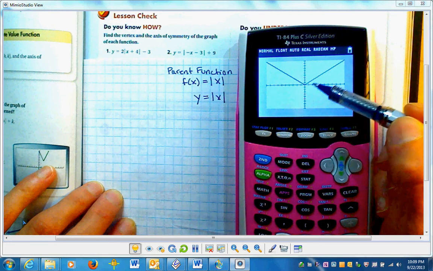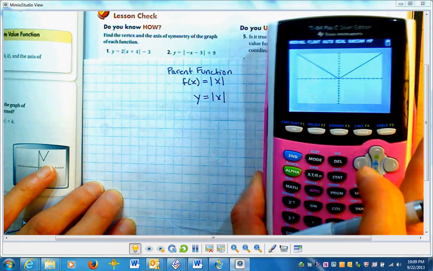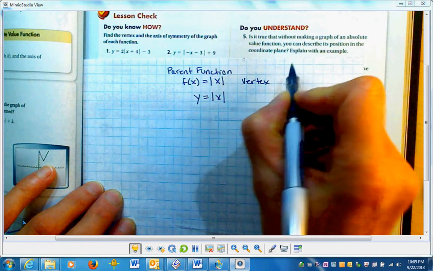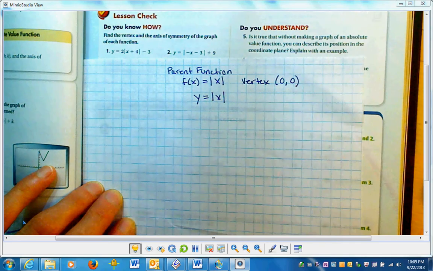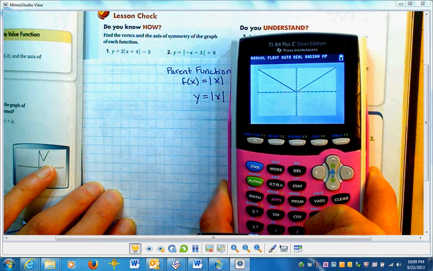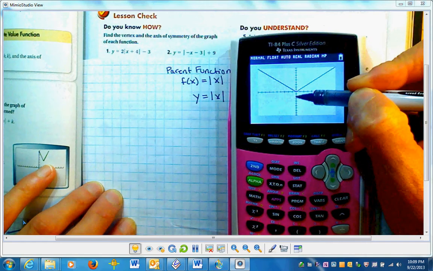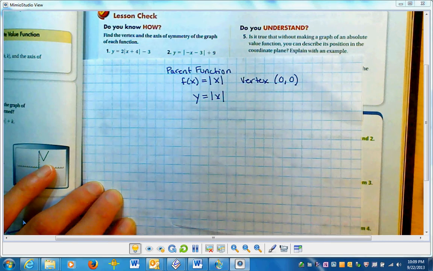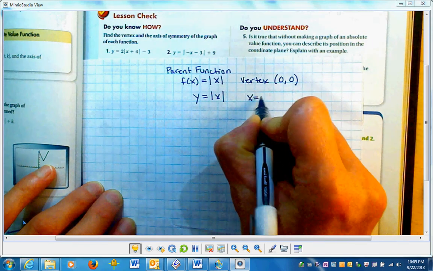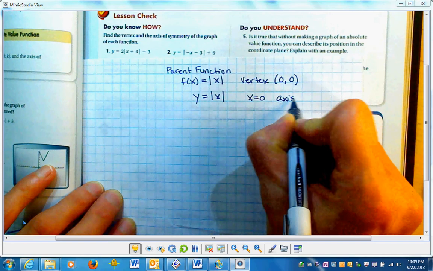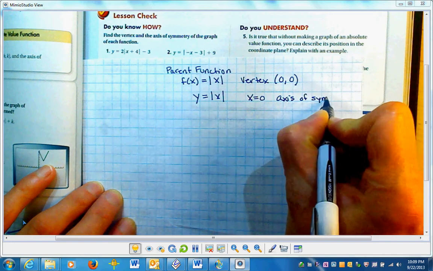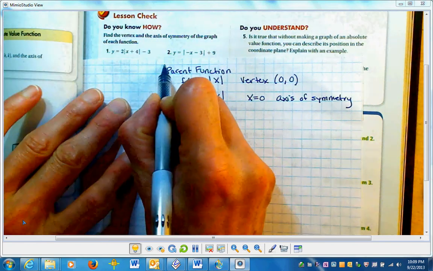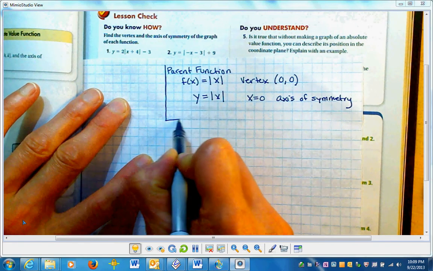So we can see that our vertex is right here at the origin. So our vertex, I'm going to write this over here. The vertex is at 0, 0. And our axis of symmetry happens to be our y-axis. And the equation for the y-axis is x equals 0. So that's our axis of symmetry. Okay, so that's for our parent function. So we're going to compare everything to our parent function.